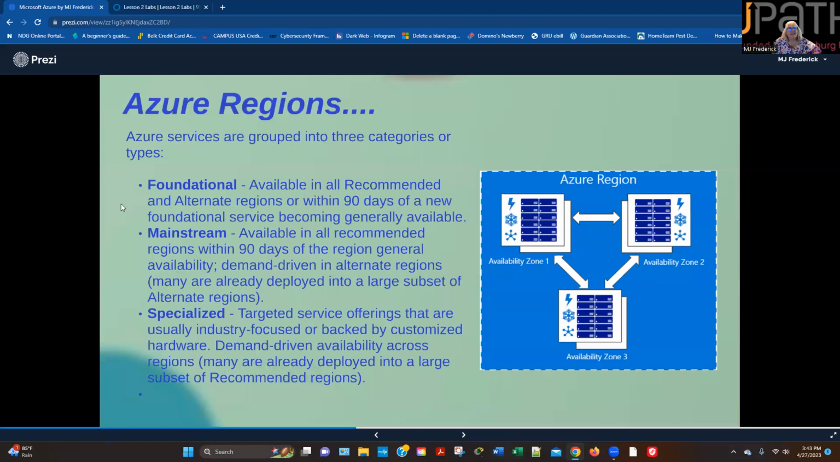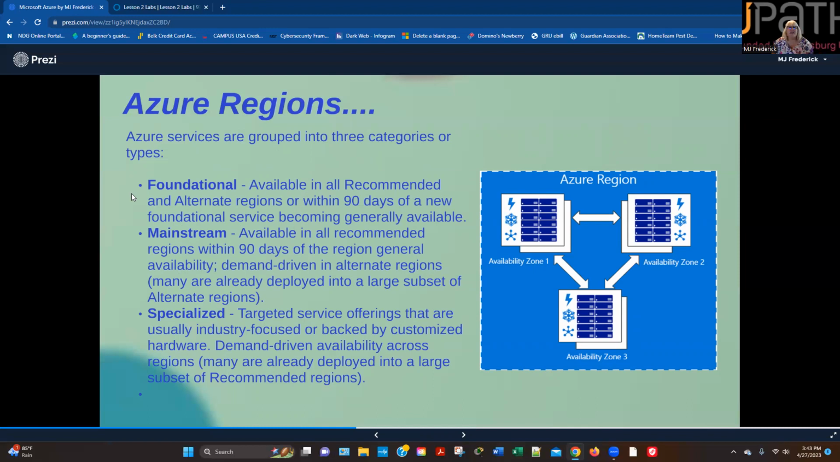Now, when we look at how the services are grouped, we know there are two types of regions, but how are the services grouped? You're looking at the availability in the zones, right? So we've got foundational, mainstream, and specialized. Foundational services are available in all the recommended or alternate regions within 90 days of the new foundational service becoming available. With mainstream, it's available in all recommended regions within 90 days of general availability, but it's demand driven in the alternate regions.